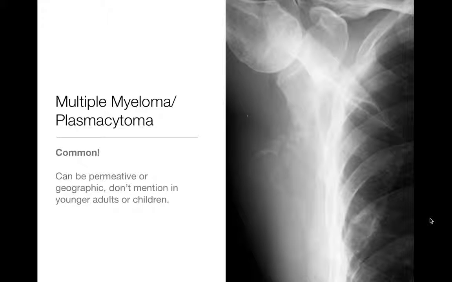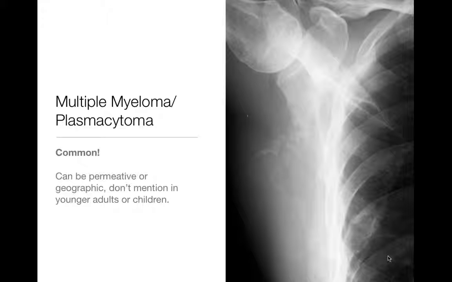Multiple myeloma, plasmacytoma, again, very common in older adults. Over 50, you're going to think of mets, or sorry, you're going to think of multiple myeloma or plasmacytoma. Please don't talk about this in younger adults or kids. Not going to happen. But these are super common. So a solitary plasmacytoma, like in the scapula right here, can occur. This is an expansile lytic lesion. This was a plasmacytoma. Actually, if you look closely, there's another lesion in the rib right here. That was another focus of multiple myeloma.